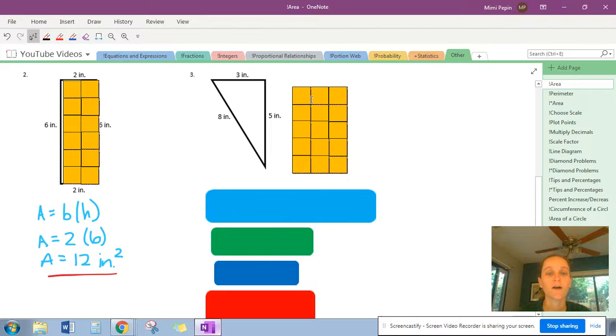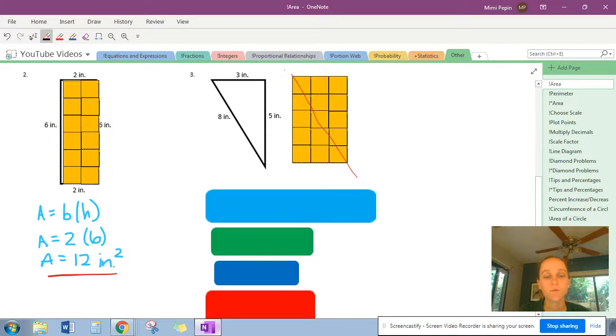Okay, so a triangle looks a little bit different, but still the same idea. I'm still trying to figure out how many Cheez-Its would fit inside of this triangle. Instead of laying the Cheez-Its over, I can see that if I draw a line diagonally through this, this is going to be the same size as this triangle here.